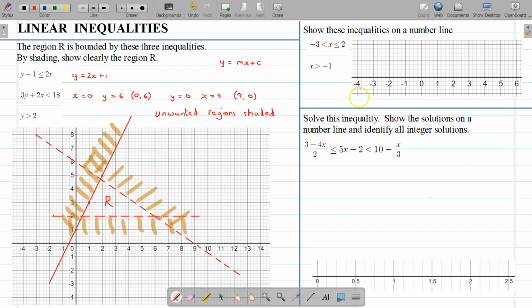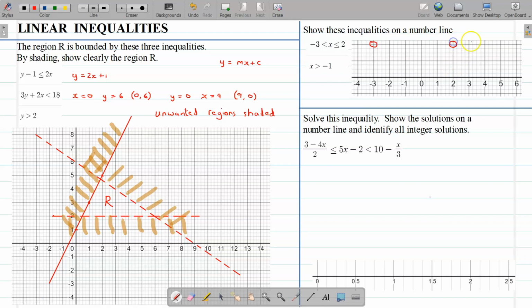Really simple, you've just got to know what to do. So there's 2 of them here, and this is the inequality where x lies between -3 and 2, but it doesn't include -3, but it does include 2. So I'm going to do that next to it here. Here's the number line. So -3, I'm going to put a circle, okay, like that. And I'm also going to put another circle at 2, okay.